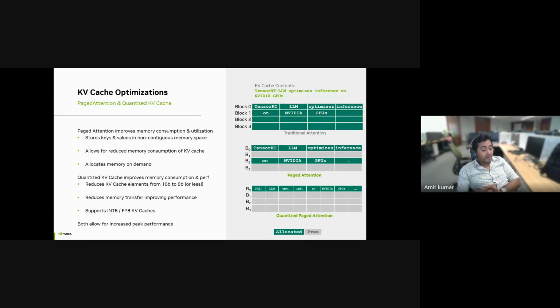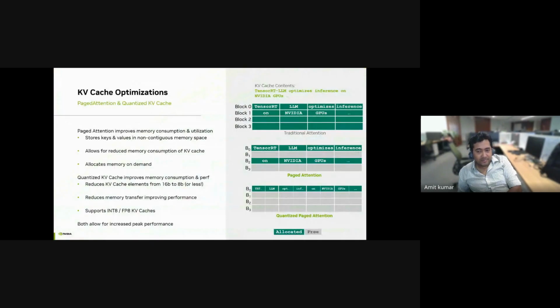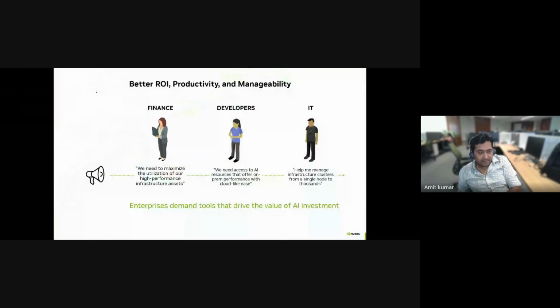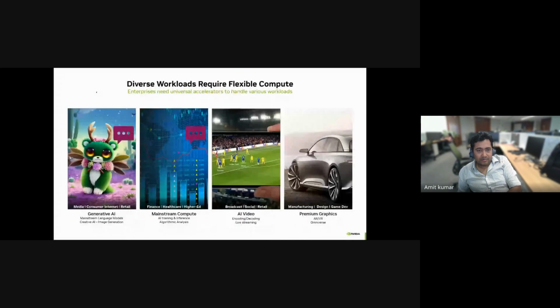Why are all these needed? Because LLMs are memory intensive, correct? When you are doing inferencing and producing tokens, the cache memory requirement goes up. So how do we minimize that? These techniques enable us to do that efficiently. And that's pretty much what I wanted to cover.